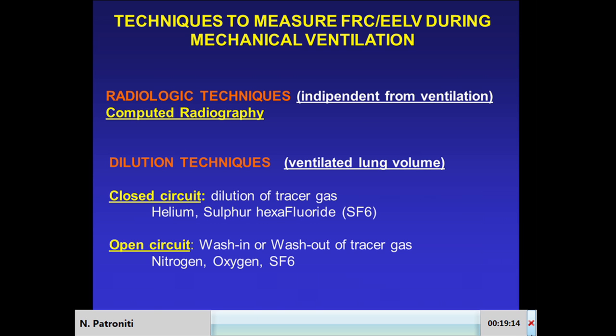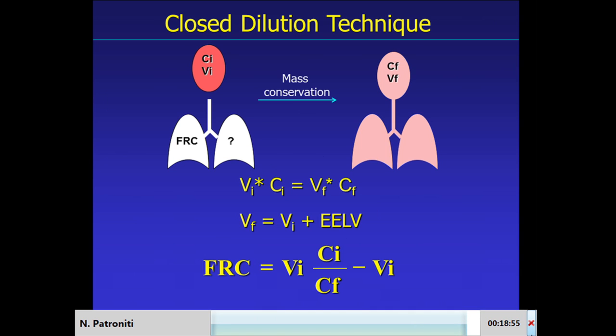There are many techniques to measure lung volumes. I will just talk about dilution techniques because other speakers will talk about imaging. Basically, we have two different ways to measure lung volume with dilution techniques, which are closed circuit and open circuit. In the closed dilution technique, we have a bag with a known volume and a known fraction of a gas, generally helium. We connect that to the patient at some point, and the lung volume we will measure is exactly the volume in the moment of connection.